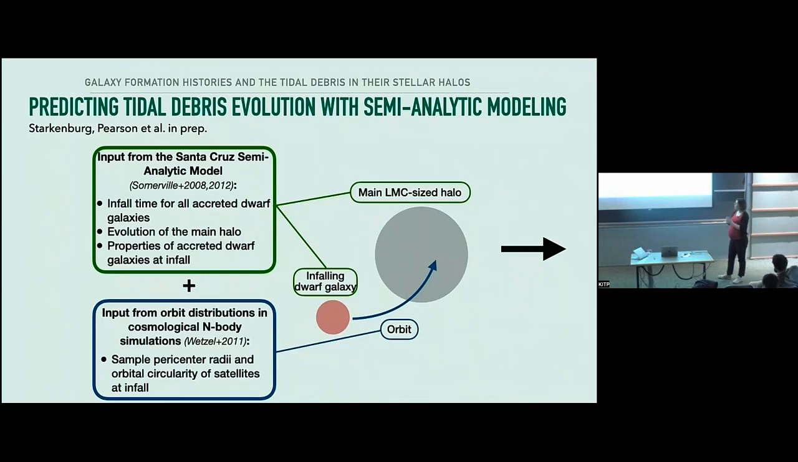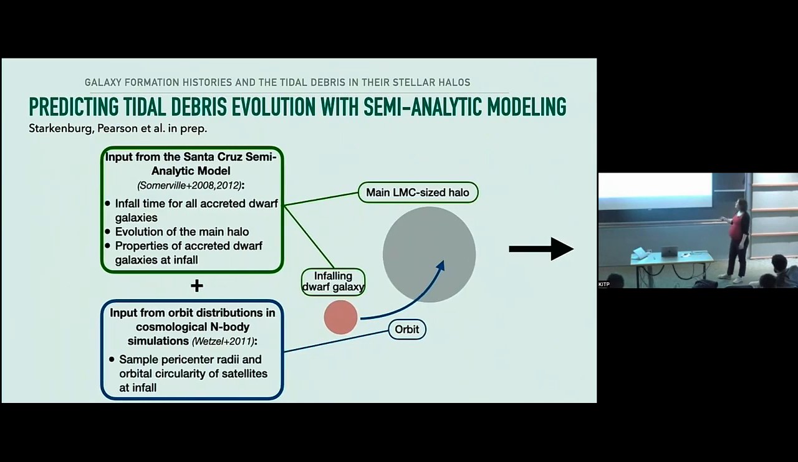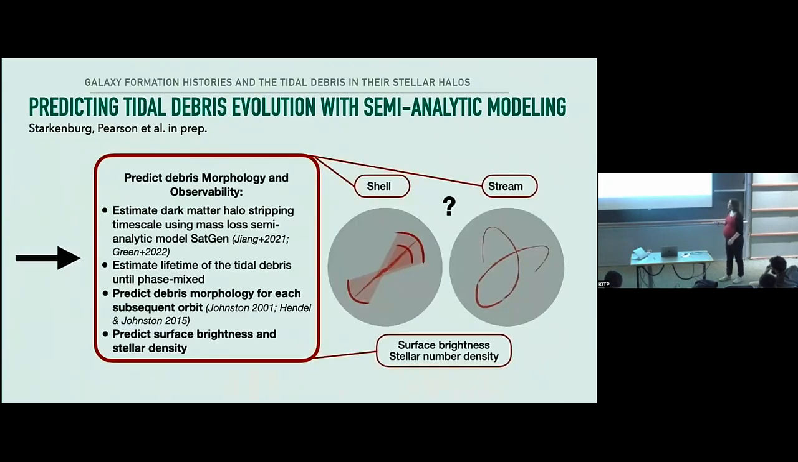And so over cosmological time, I have a main halo that's growing, that has satellites falling in. And then for those satellites, I follow the evolution of the debris, what their morphology is, and in the end, whether they would be observable or not. So I estimate how fast the dark matter halo strips, how long it takes for the stars to strip, how they form into a stream or a shell, how that stream or shell evolves, and then what the final surface brightness is.